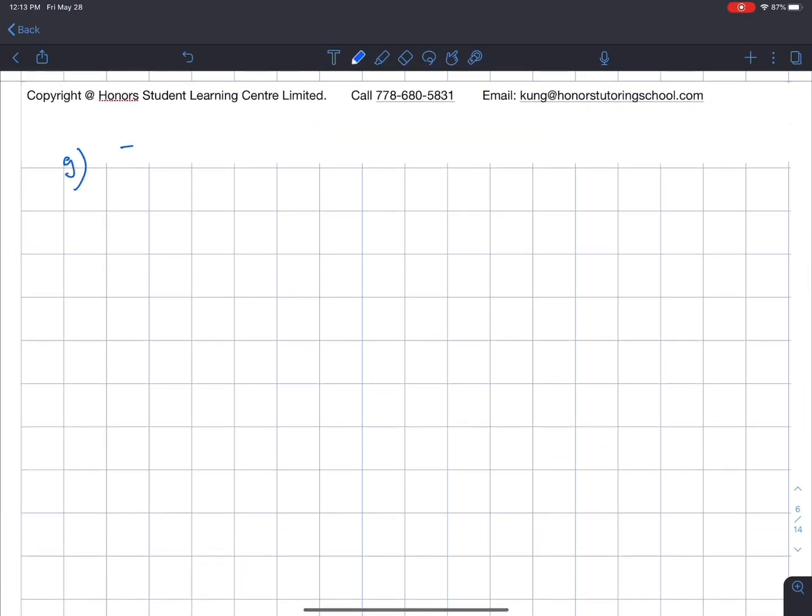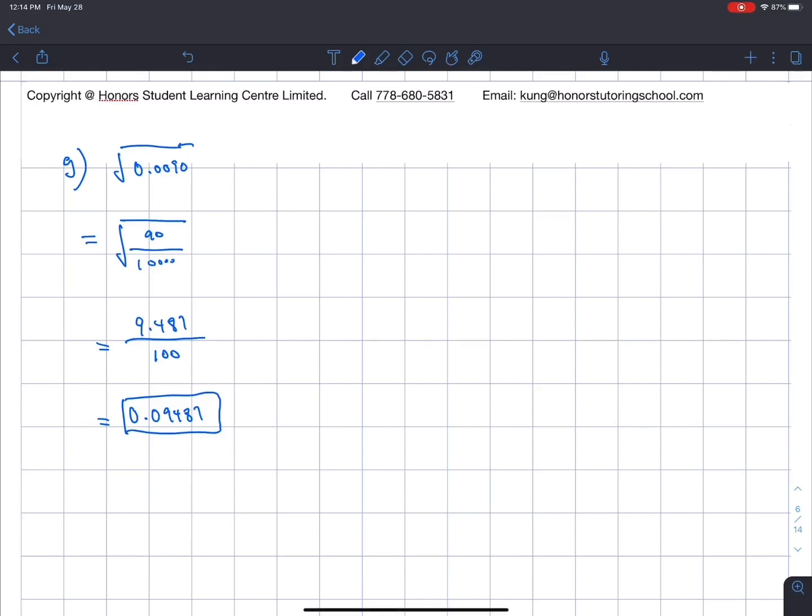G, the square root of 0.009. Again, I'm going to have to add an extra 0 here. So now we have 4 decimal places. This is 90 over 1 with 4 zeros. The square root of 90 is 9.487, and the square root of 10,000, which is 1 with 4 zeros, is 1 with 2 zeros. Now we can move the decimal point 2 places to the left. When you divide something by 1 with 2 zeros, you move the decimal point 2 places to the left. So this will be our final answer, 0.09487.